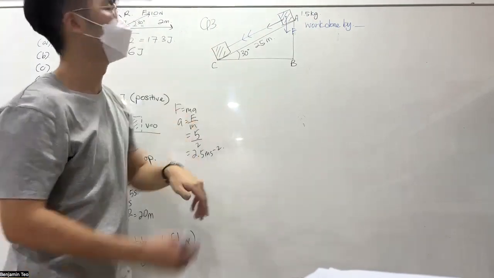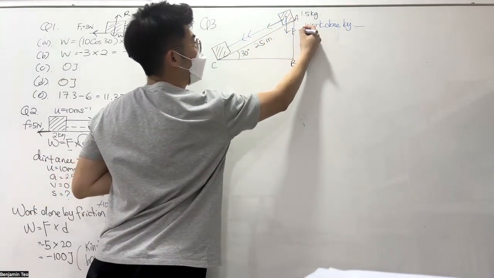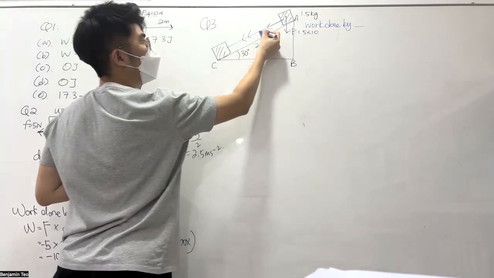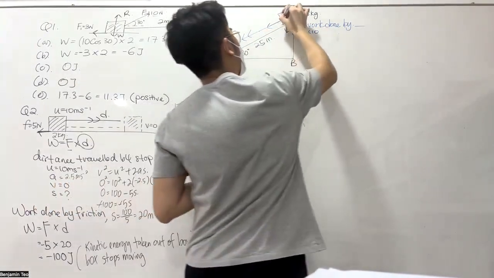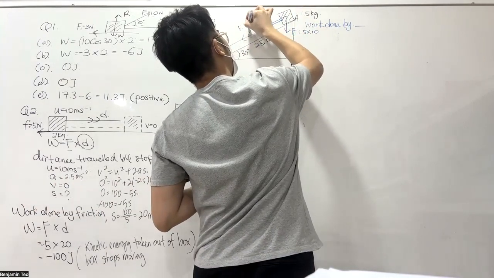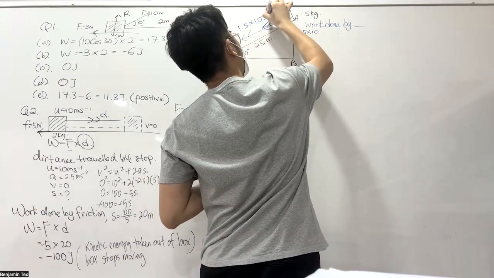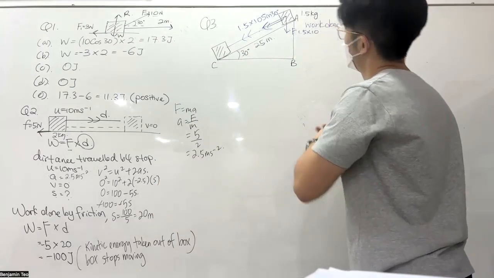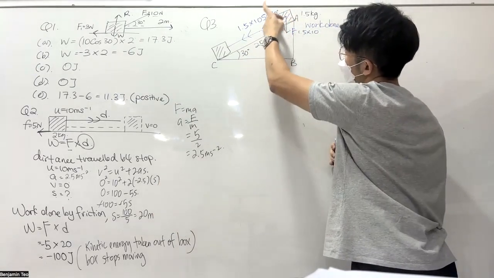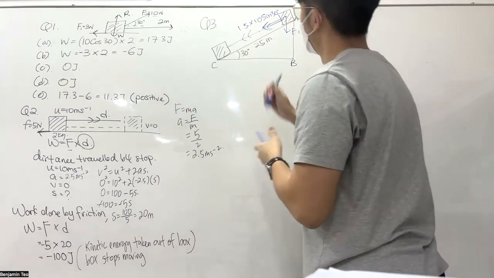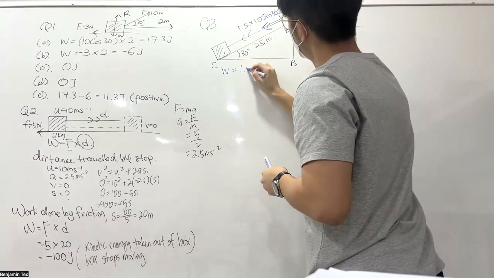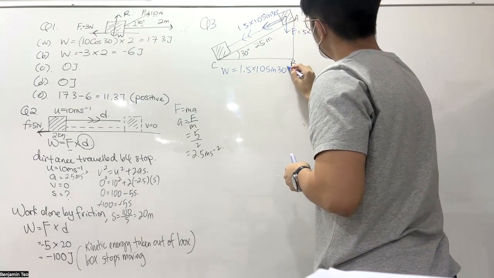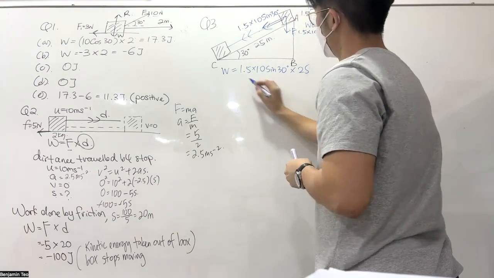How much is that? We take the weight, which is 1.5 times 10. And then you resolve to this one. So here is 1.5 times 10 times sine of the angle. Same direction, parallel to the distance traveled. So you work out the answer. So sine 30, that's from 20.